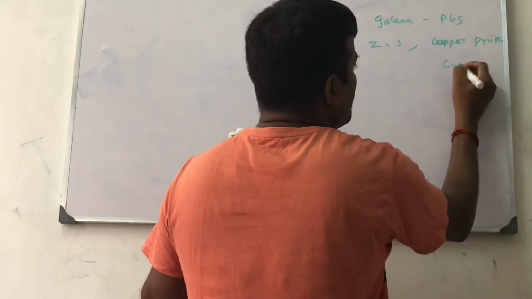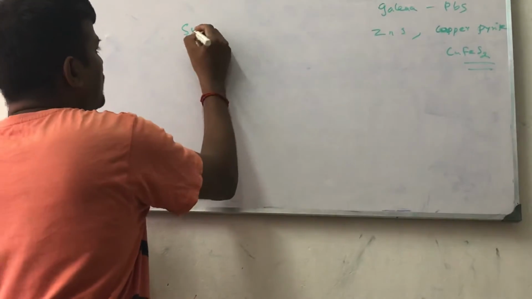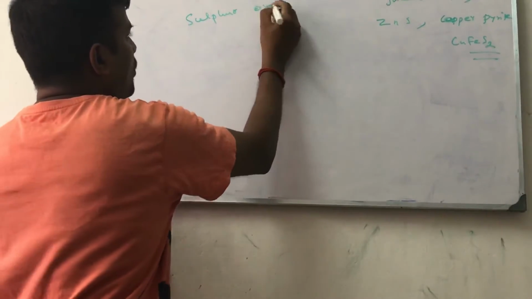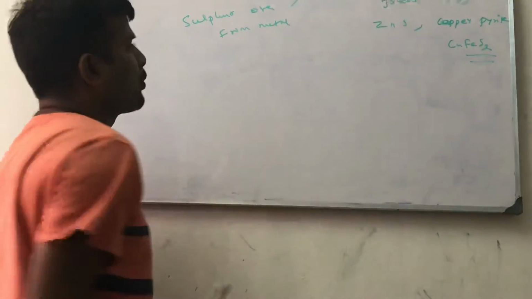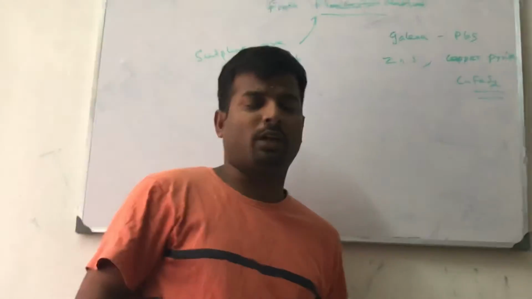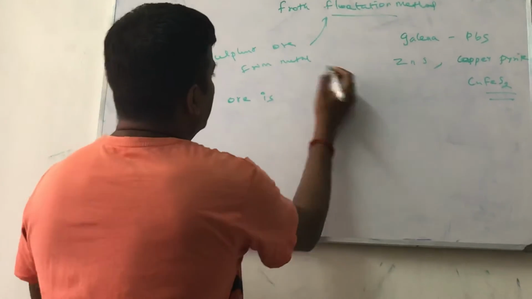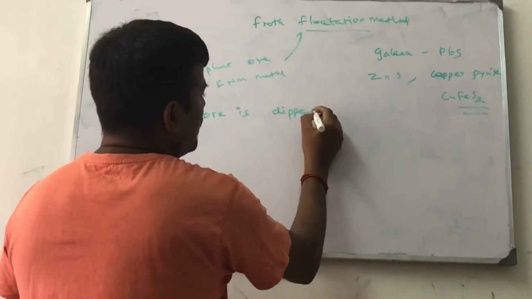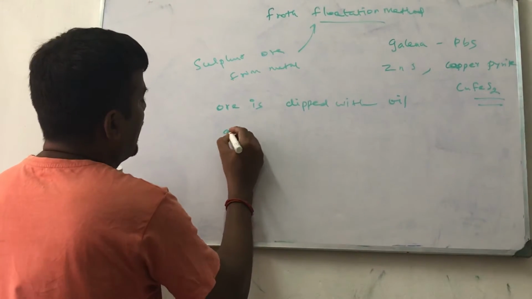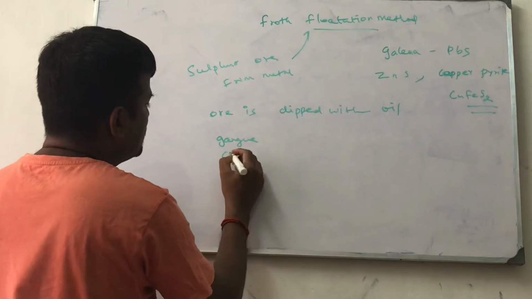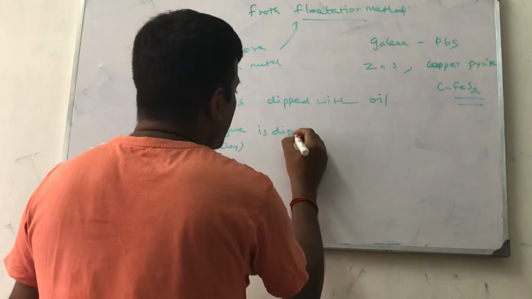called CuFeS2. So we can remove the sulfur ore. Sulfur ore is light. We separate it from metals by the process called the froth flotation method. In this method, the sulfur ore is wetted with oil, and the gangue particles, gangue meaning clay and all those things I told you, are wetted with water.